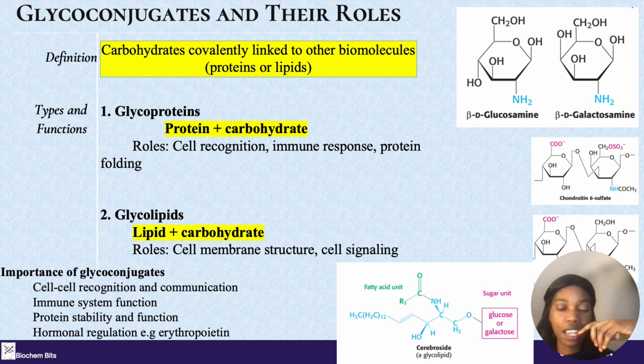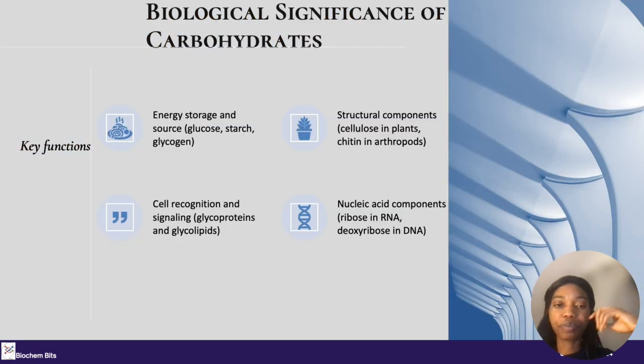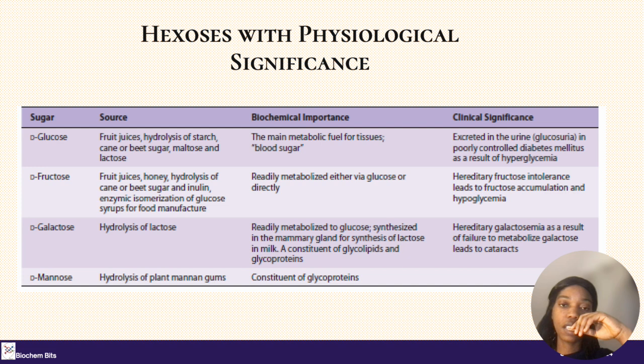An example is erythropoietin. Now let me quickly look at the biological significance of carbohydrates as a whole. Carbohydrate has diverse roles, like energy storage, as we see in glucose and glycogen, structural components, as we see in cellulose, and also in cell recognition, like we see in glycoproteins, forming major components of membranes, and also a major component of nucleic acids, like ribose or deoxyribose in DNA and ribose in RNA.